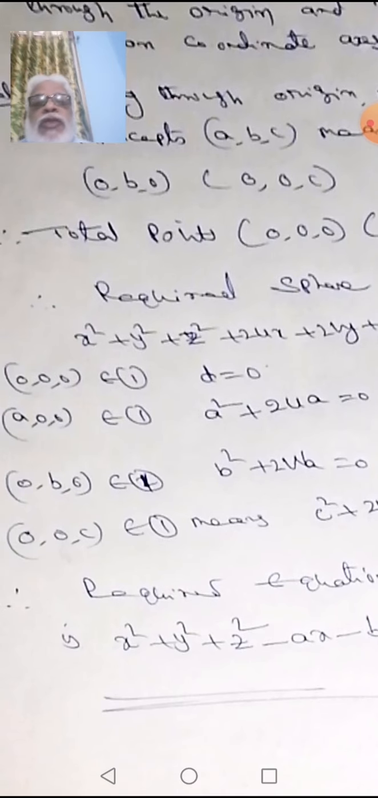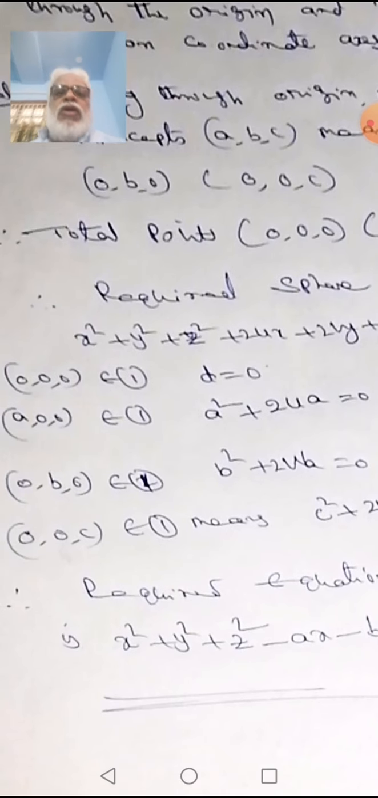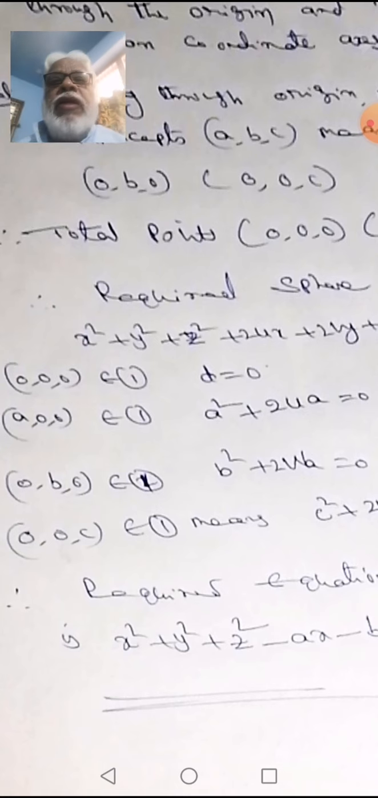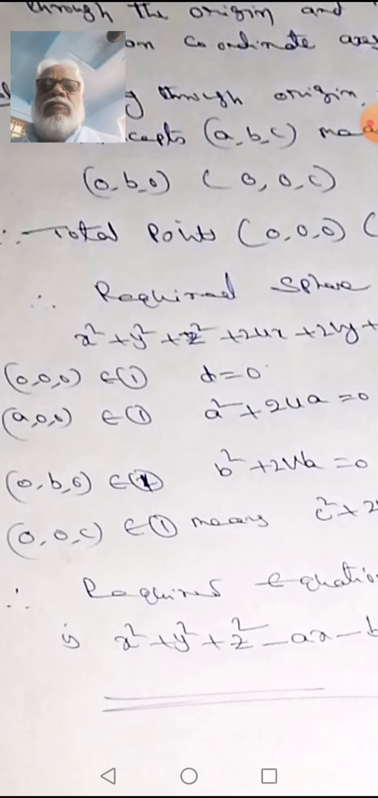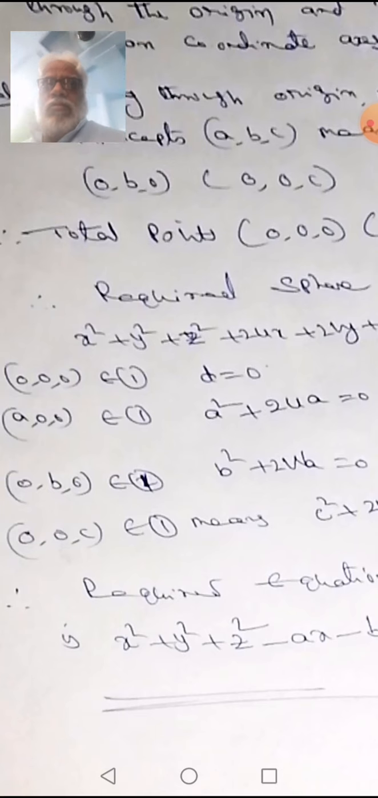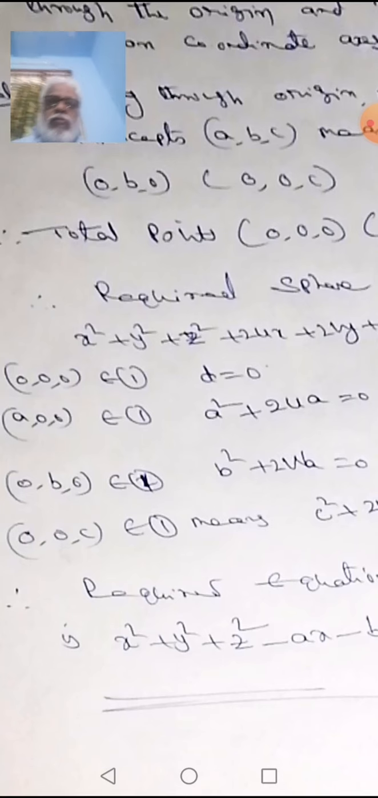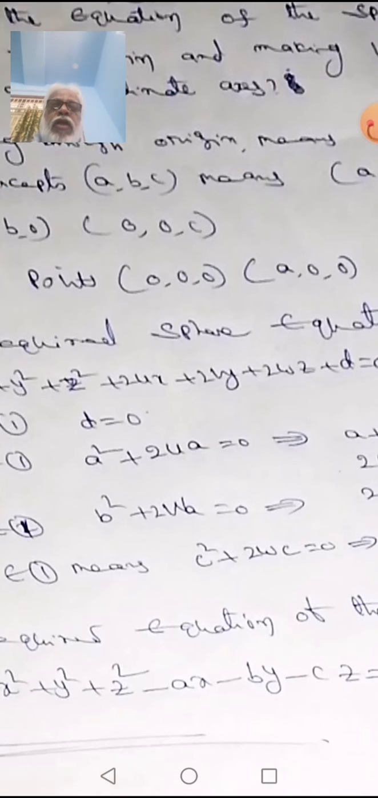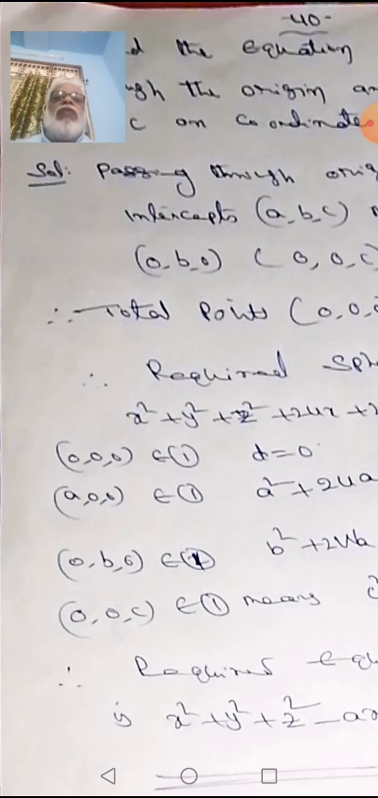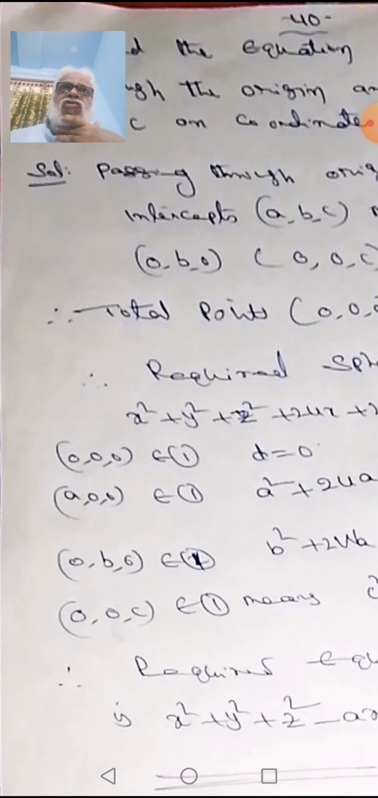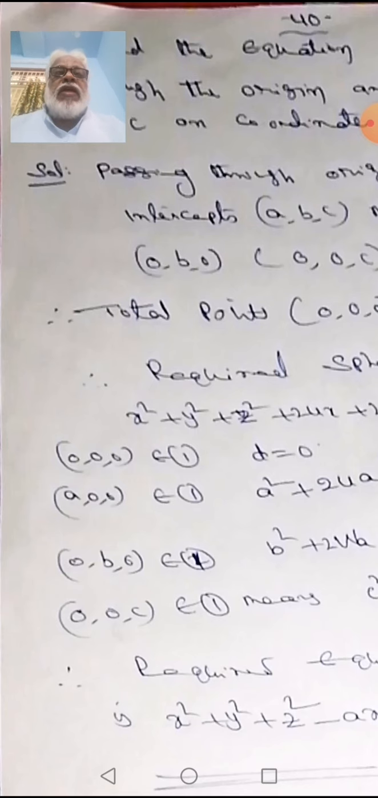So a square plus 2ua plus, like that we find the equation of the sphere, and we conclude this problem. So finally, in this sphere, I talk about 40 pages in 11 or 12 lectures. In these 12 lectures, the complete sphere is covered.